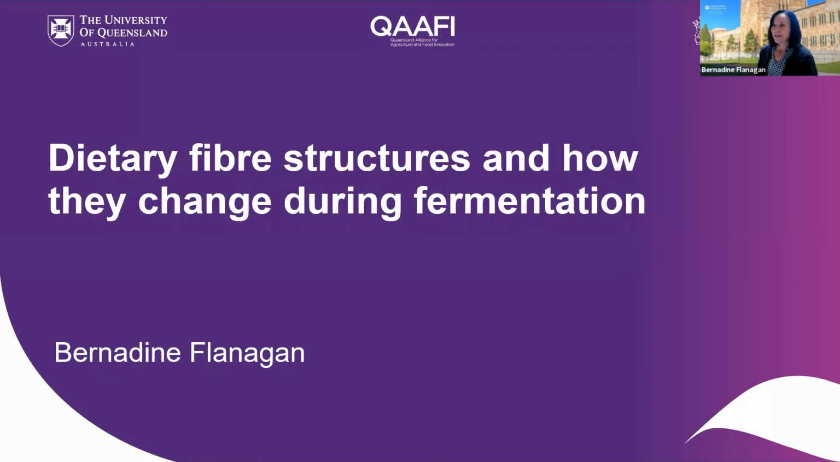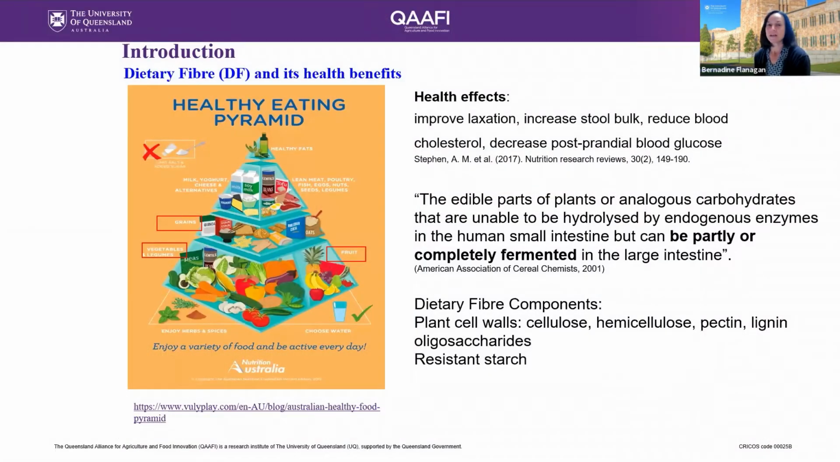So today I'm going to talk to you about dietary fibre. I really like it. I hope you like it too. You should, because dietary fibre is super good for you. So just a little bit about where you can find it. Dietary fibre is at the bottom of this healthy eating pyramid. Grains, vegetables and legumes are full of dietary fibre. It's great for improving laxation. It increases stool bulking. It can reduce the circulating blood cholesterol, and it can decrease the amount of spikes in glucose after eating.